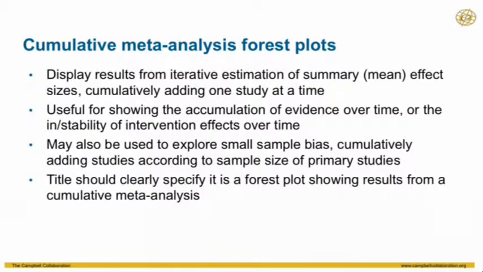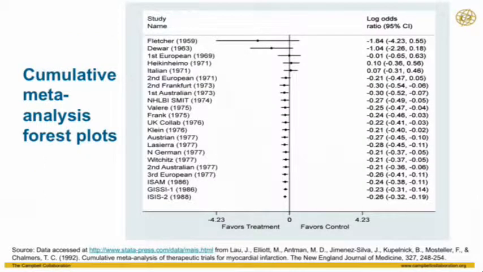So here's an example of a cumulative meta-analysis forest plot. The first thing you should probably notice is that the point estimates don't have boxes around them, and the boxes don't vary. Why is that? It's because this is a different type of forest plot. We've got our data sorted by year. This point estimate of negative 1.84 is the actual effect size from this Fletcher study. The next point estimate of negative 1.04 is the meta-analysis of the effect sizes from these two studies. The next one is cumulating across 3 studies, the next one across 4 studies, and so it's accumulating that evidence and calculating those mean effect sizes over time.